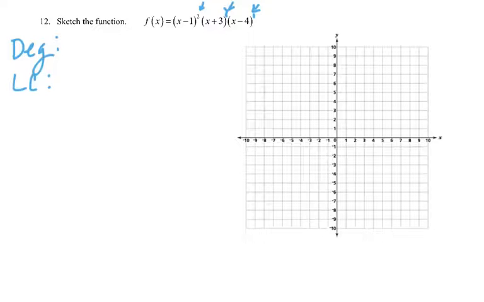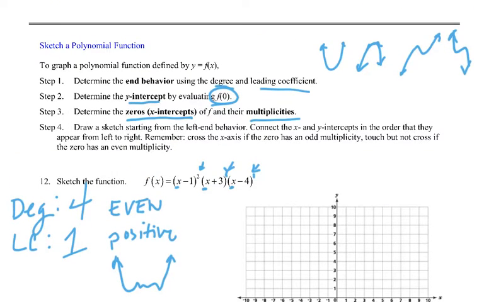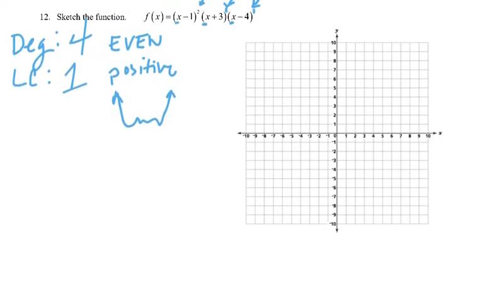So 2 plus 1 plus 1 is 4. The leading coefficient is going to be the coefficient of each of these x terms multiplied together. So 1 times 1 times 1, the leading coefficient is 1. That means we have an even polynomial with a leading coefficient that is positive. That tells us that this is going to look something like a parabola with some bumps in between. The end behavior is going to be rising both on the left-hand side and on the right-hand side of the function.